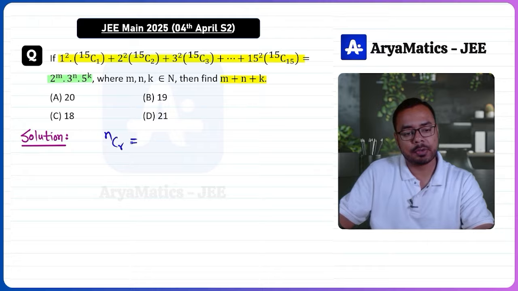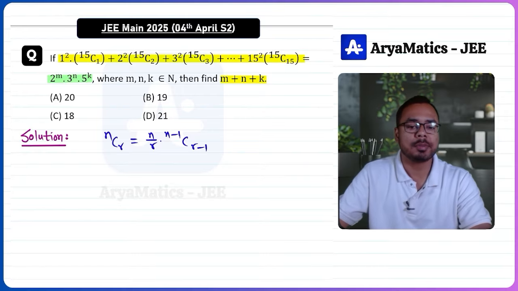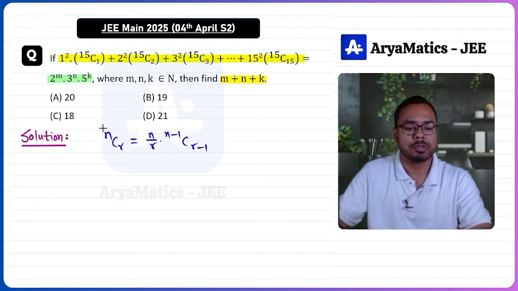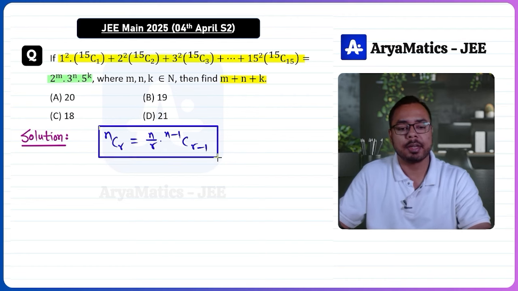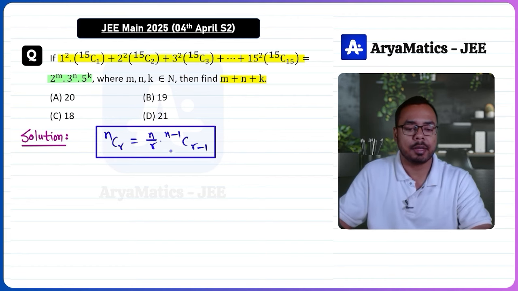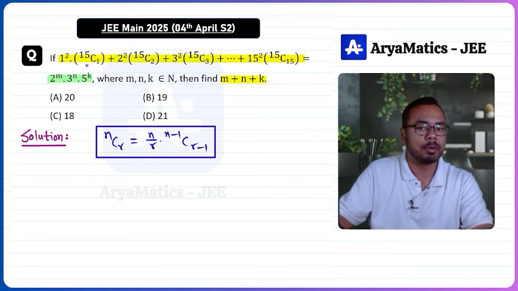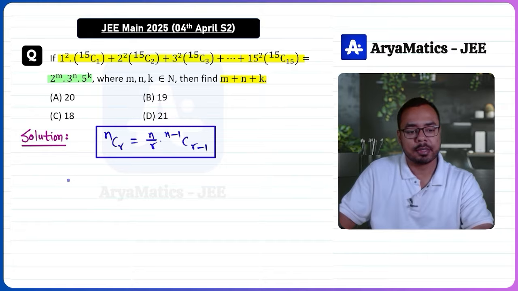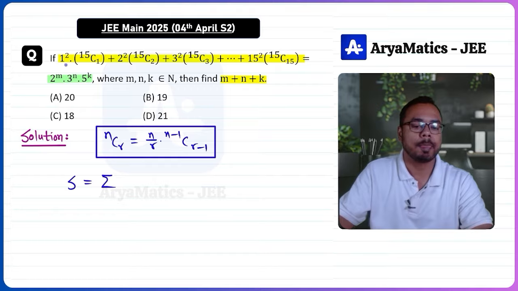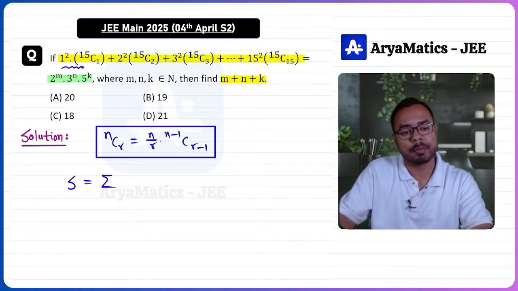nCr, this you can write as n by r and this multiplied by n minus 1 C r minus 1. We'll solve this problem using sigma notation. So for that, we need this formula: nCr is n by r and then n minus 1 C r minus 1. So here let us say this sum on the left hand side is S. So using sigma notation, you can say that this sum will be summation. In the first term, we have 1 square into 15C1. The second term is 2 square into 15C2, right?